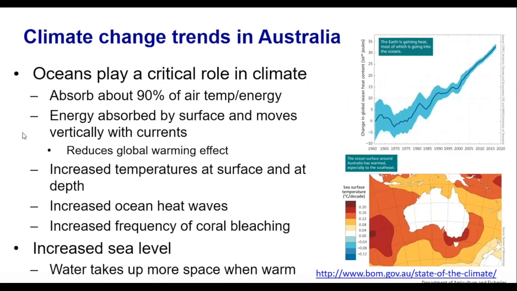Okay, so oceans. Oceans play a critical role in climate, and apparently the oceans absorb about 90% of the air temperature and energy that comes in, or is in the air. So the oceans effectively cushion the global warming effect. The surface water obviously collects most of the energy, and then there are vertical currents which take that heat lower into the ocean. There have been increases at the surface and at depth.